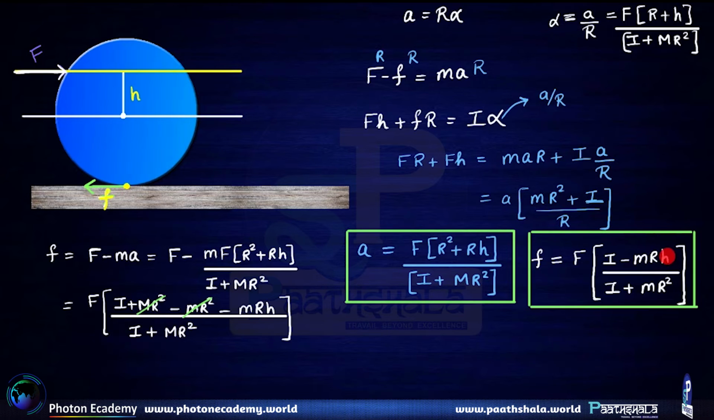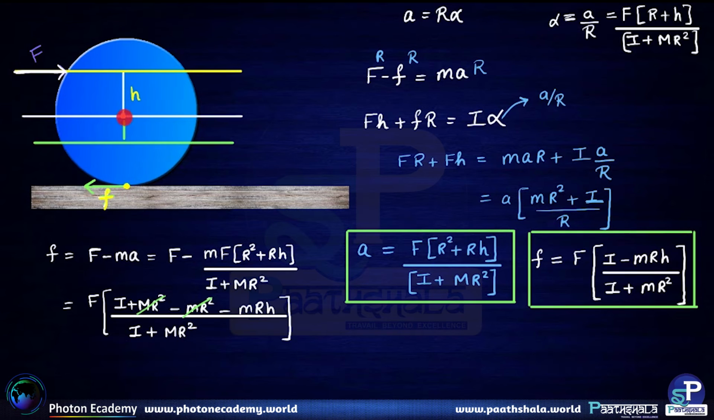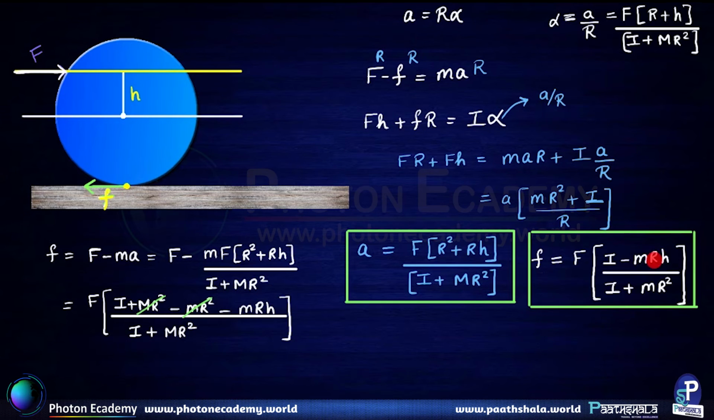If the height is negative, so what does negative height mean? Negative height means that the force F is applied from a point that is below the center of mass. The height measured in the upward direction is considered positive, and measured downward is considered negative. So if the height is negative, still the friction force is positive. So essentially for small heights h, wherein mrh is going to be less than I, the friction is going to be in the backward direction.